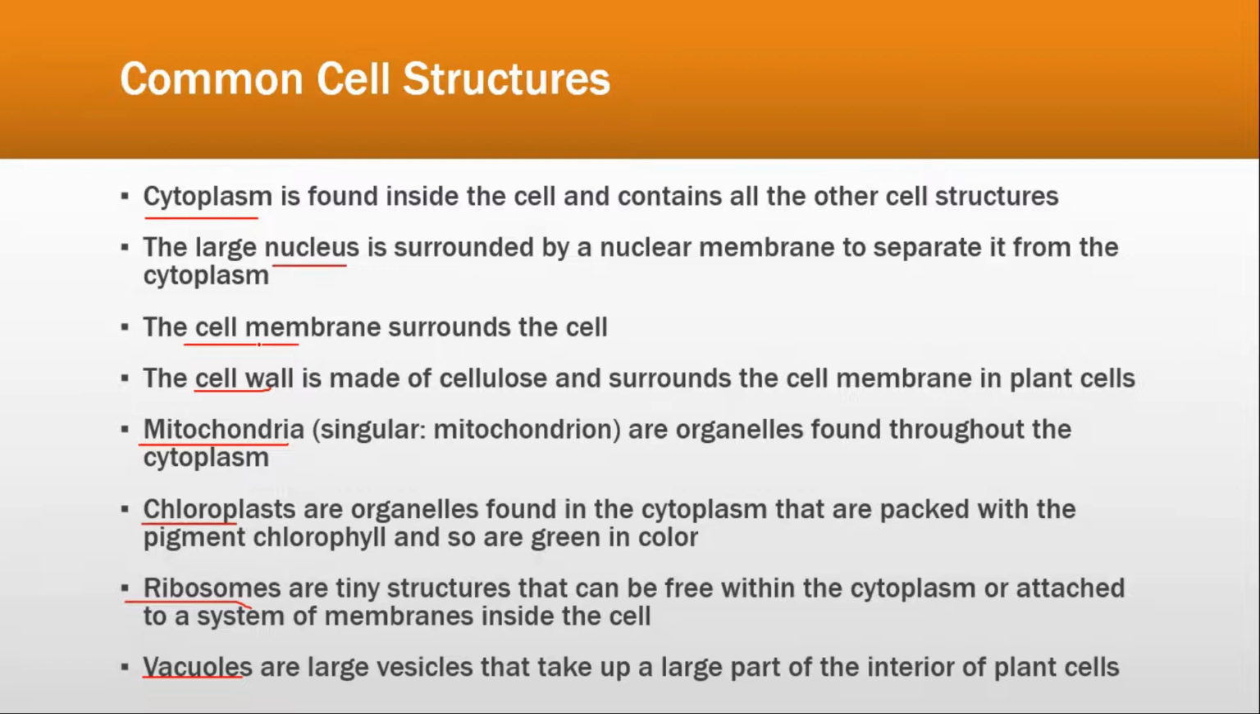So cytoplasm kahan hai? It is found inside the cell and contains all the other cell structures. So basically एक ocean hai, an ocean where all the organelles are basically floating around. Then we have a large nucleus which is surrounded by a nuclear membrane to separate it from the cytoplasm.